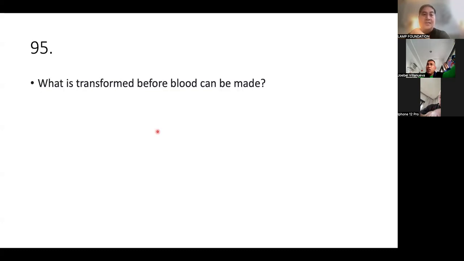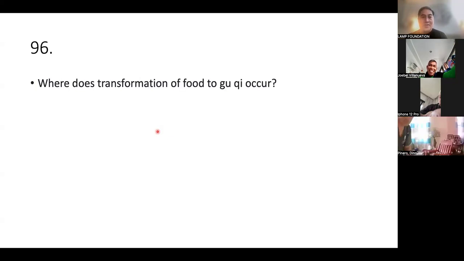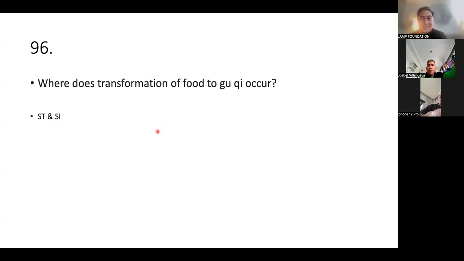What is transformed before blood can be made? Food to gu qi. Where does the transformation of food to gu qi occur? The stomach and small intestine. Let me double check that.